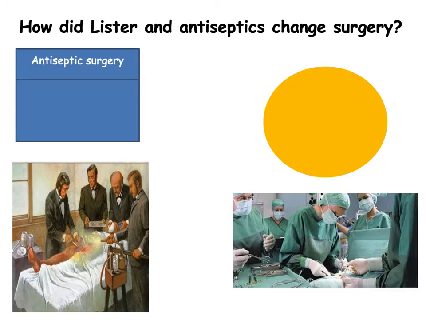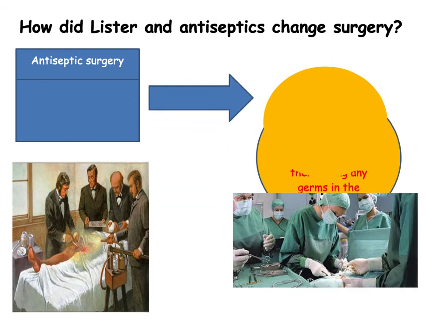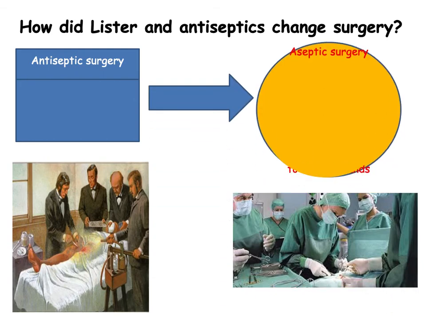Now, although Lister's antiseptic surgery did work, it's not how we see surgery today, is it? Today we don't have surgeons working under a mist of carbolic acid spray. And that's because actually Lister's method only lasted about 30 years. He himself wasn't using it by 1890. That's because they moved on, they improved surgery. They moved from antiseptic surgery to aseptic surgery.